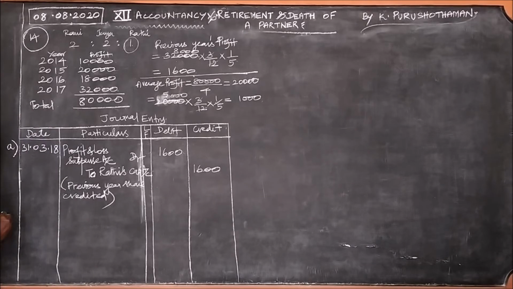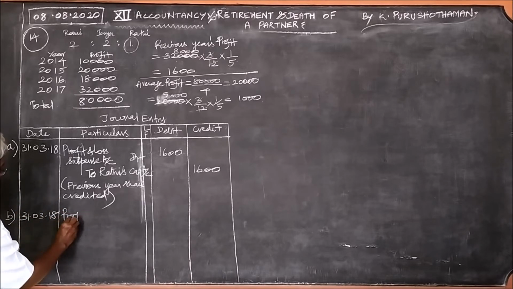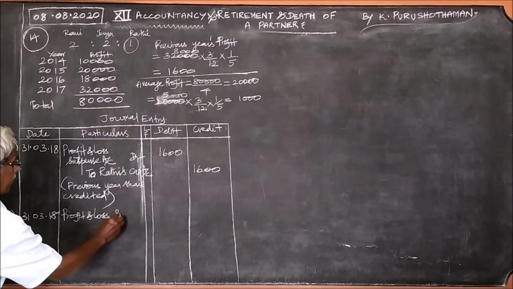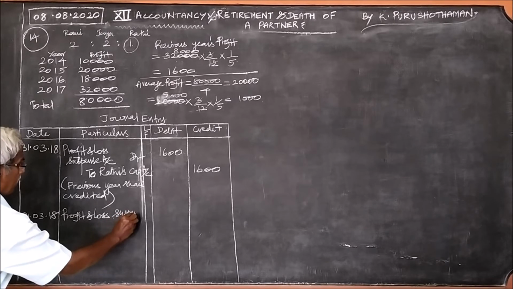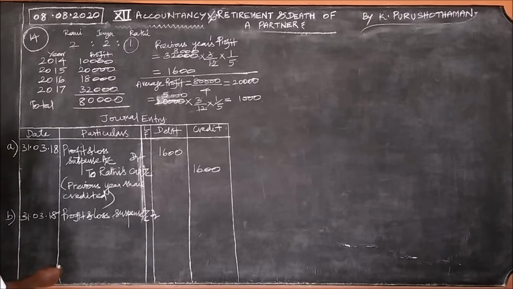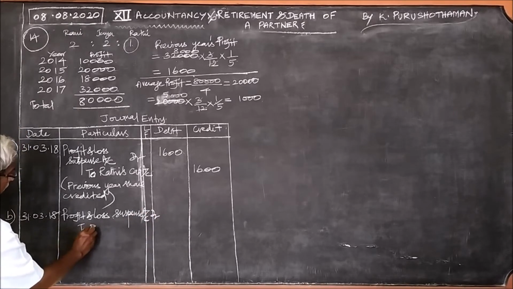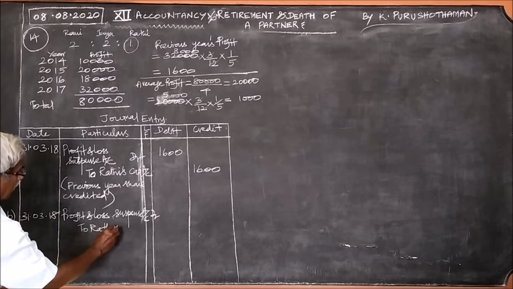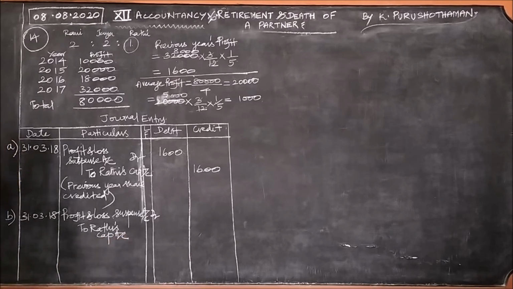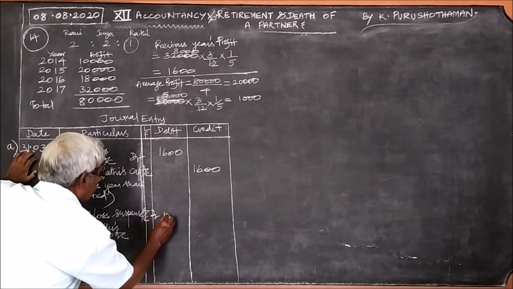On 31/3/2018, B. The same: profit and loss suspense account debit to Radhi's capital account. The amount is 1,000 rupees.